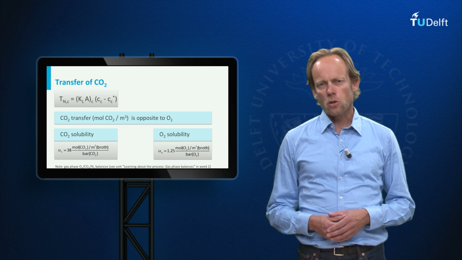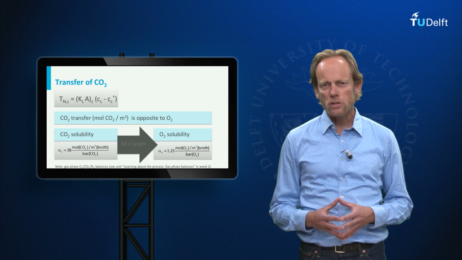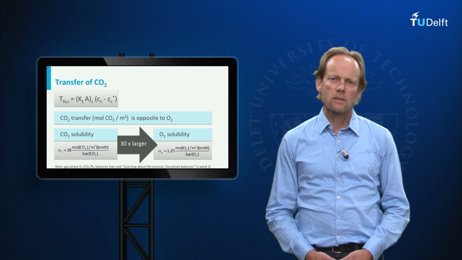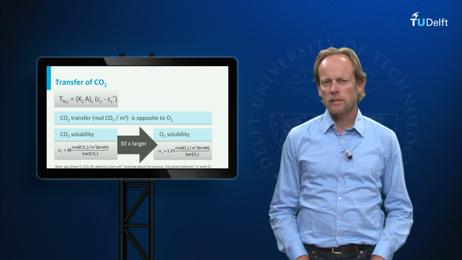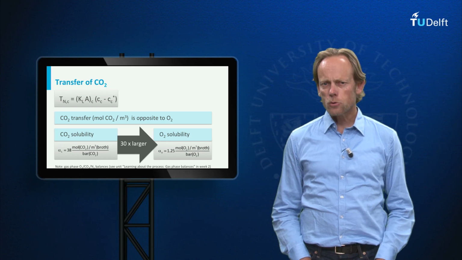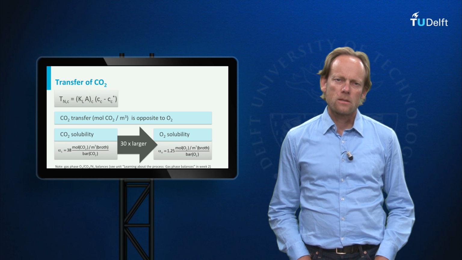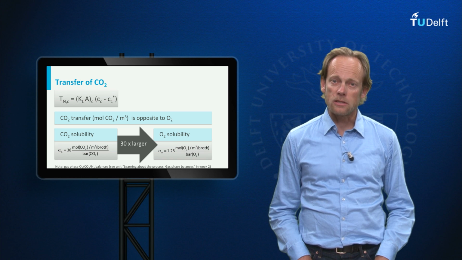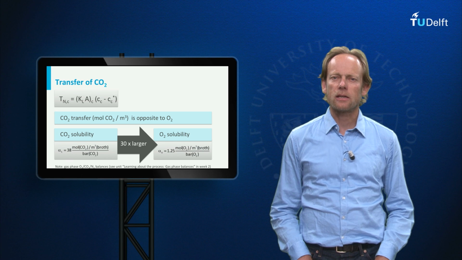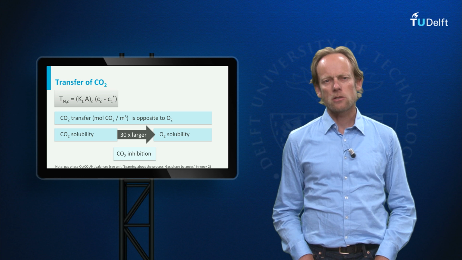The second is that the solubility of CO2 is very high, at least 30 times or maybe 40 times higher than for oxygen. It can easily be demonstrated that the actual concentration of CO2 in the liquid, Cc, is usually almost the same as the solubility of CO2. This is challenging because it means that you have to deal with phenomena like inhibition of CO2, reducing the performance of the cells and the rate of the reaction.